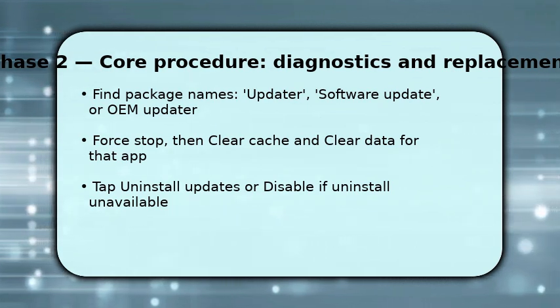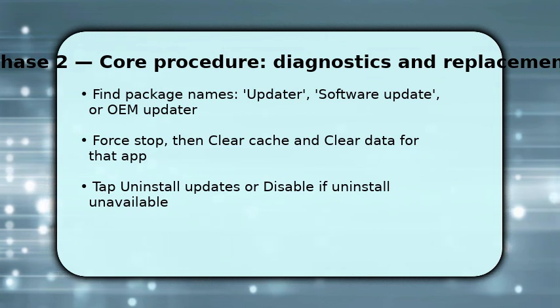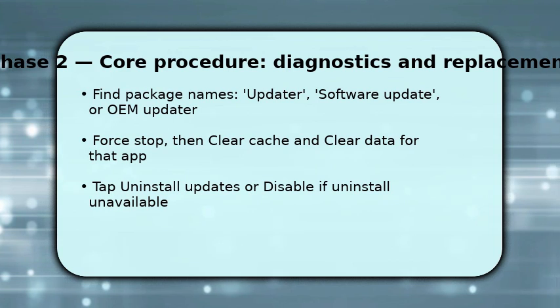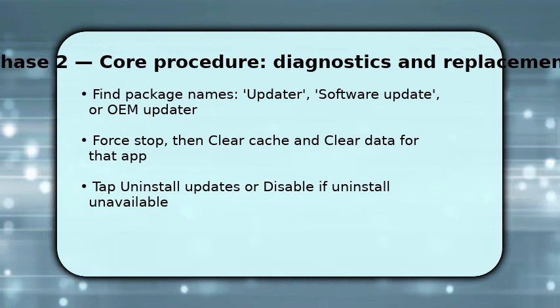If you see uninstall updates, confirm it. If not, use disable to revert to the factory version. This removes the update layer without rooting. Make sure to confirm prompts.